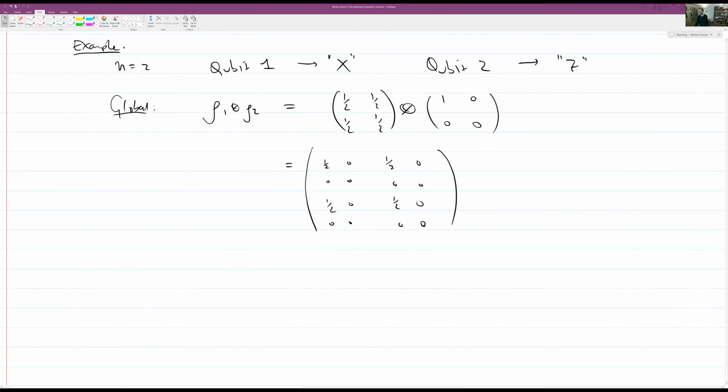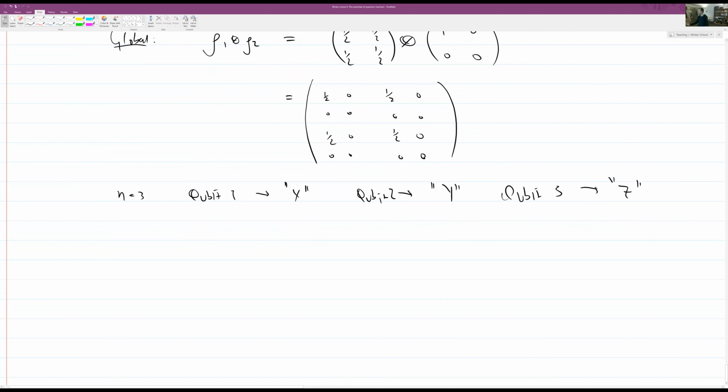And I leave it to you as a little homework. Well, let's put qubit 1 in the X. So we'll do 3 qubits. Qubit 2 goes into a Y, and qubit 3 gets prepared into a Z preparation. Well, it's not a totally trivial matrix to write out. It's an 8x8 matrix. You can check it with MATLAB if you're concerned that you may have made a mistake.